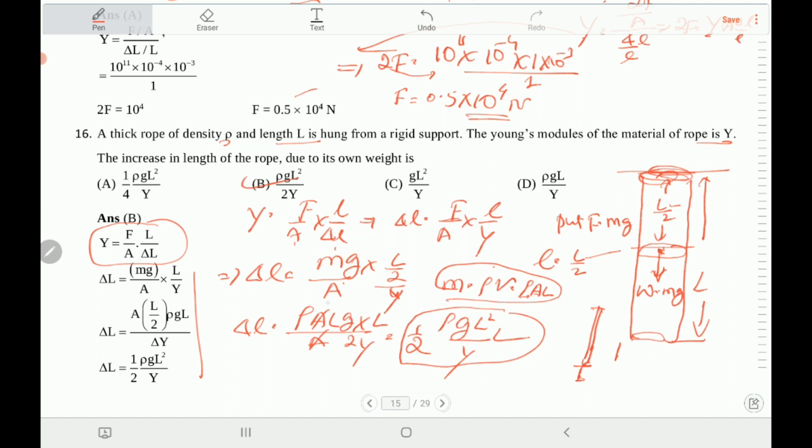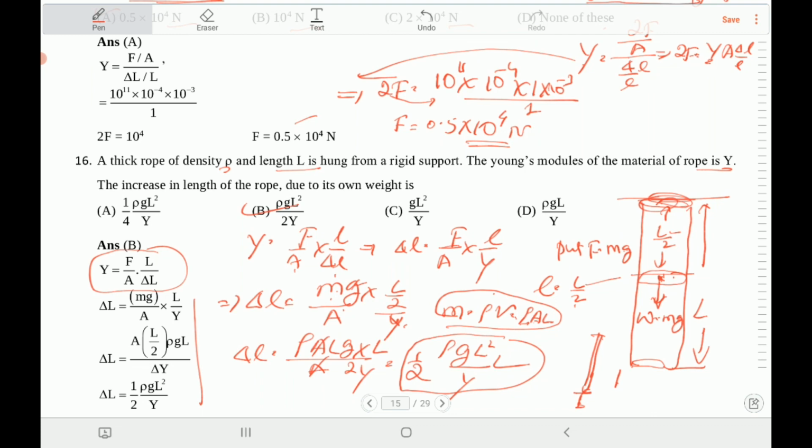Now I will continue. That means you can use mg in place of force when it says weight. Here whose weight is it? The string itself. Where does it act? At the center of mass. So what is L? L by 2. L is L by 2. Y is Young's modulus. Force is mg. M is density into volume. Volume for a cylindrical wire is length into area. Like this, you program your mind. When a problem appears in this direction, you will use it, right? We'll move on.